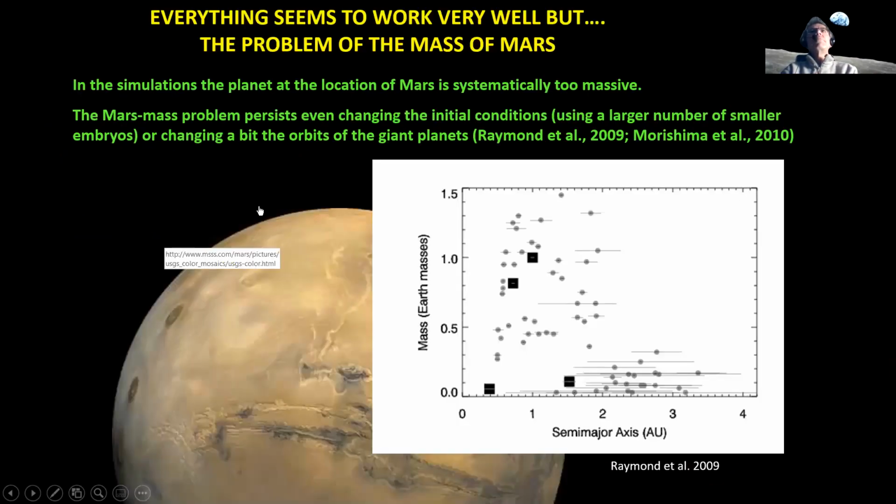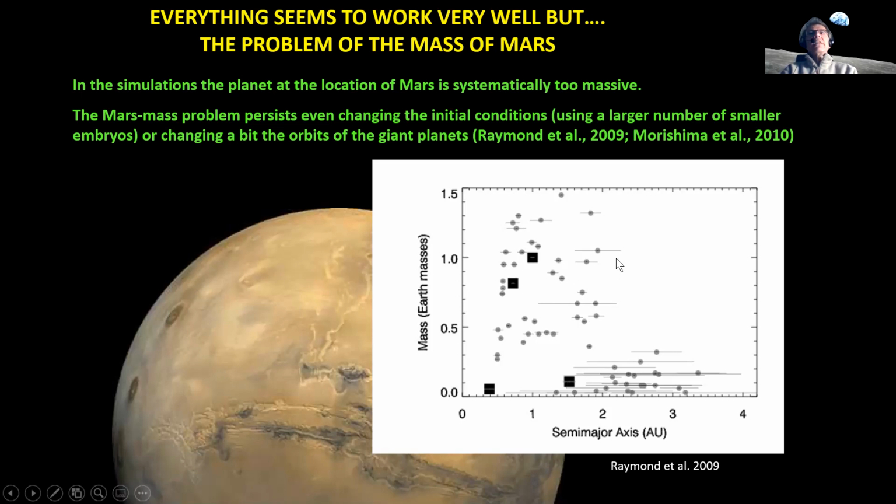However, there is one big problem. If one does many of these simulations, and at the end plots the mass of the planets obtained in the simulation as a function of their final location, one finds a distribution of this kind that we can compare to the real masses of the terrestrial planets. And here you find that although the simulations reproduce fairly well the mass of the Earth and Venus, the planets that typically form at the location of Mars are much bigger than Mars. And this is not right.